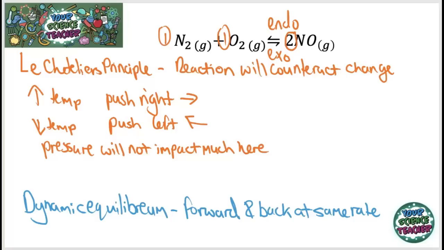Another thing I can do is change the concentration of one of the reactants or products. Now, if I increase the amount of nitrogen, for example, then what my reaction is going to do is it's going to shift to the right to remove that nitrogen that I've just put in. On the flip side, if I removed some nitrogen from my reaction, then it would push my reaction in the direction to remake the nitrogen that I just removed.